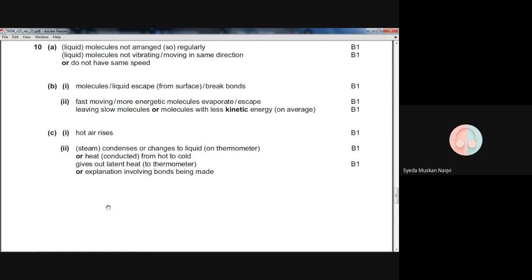Okay. The molecules which are left in the liquid. Okay. You see, whatever word you use, whatever verb you use, whatever noun you use, it should be very clear that you are talking about what. Okay. Yes, sir. Let's move to the next part.